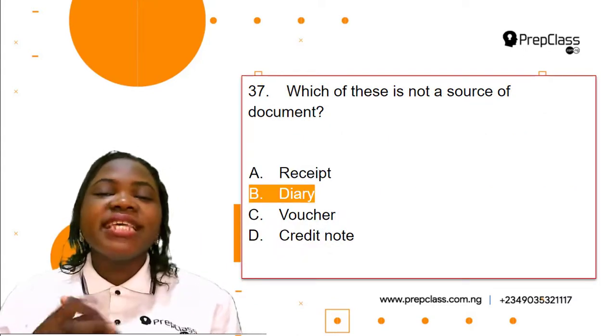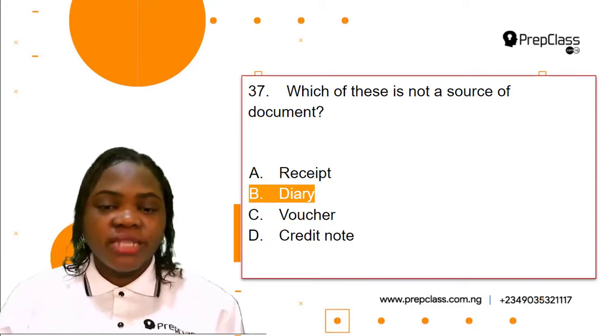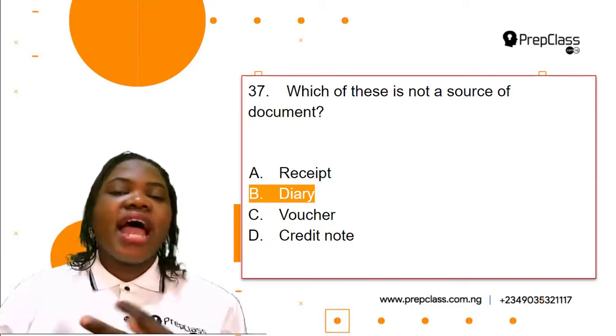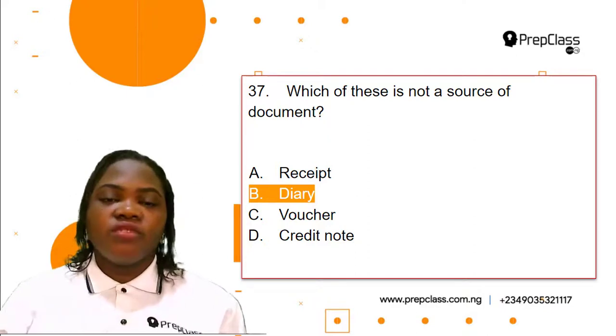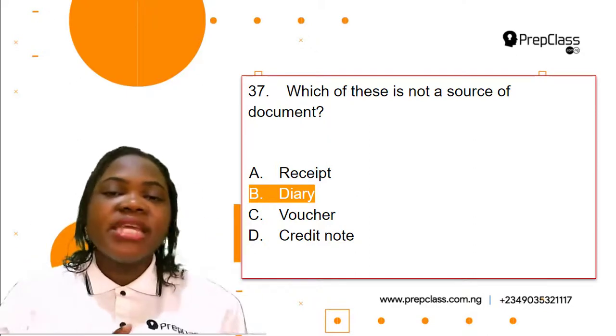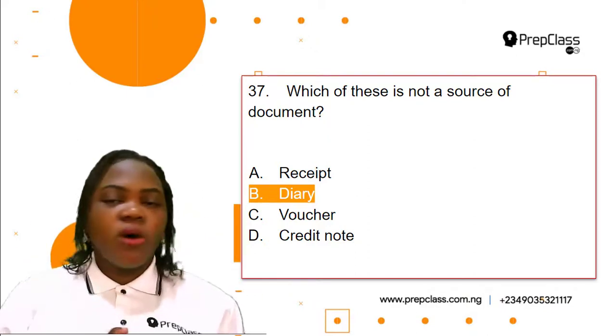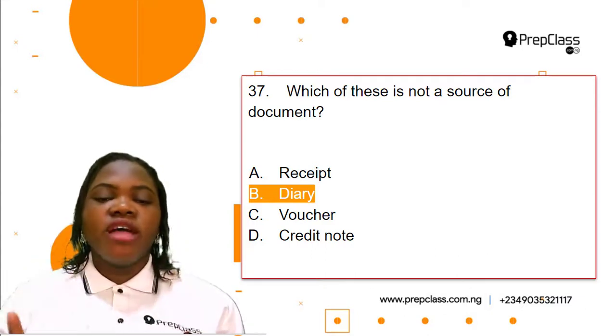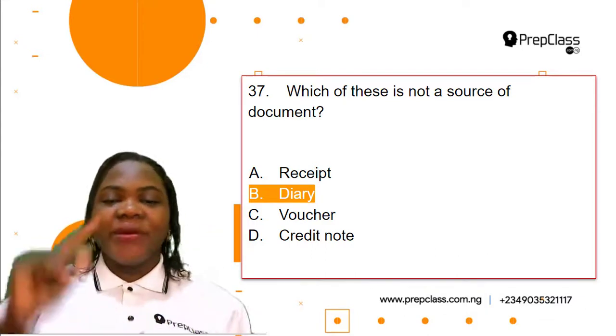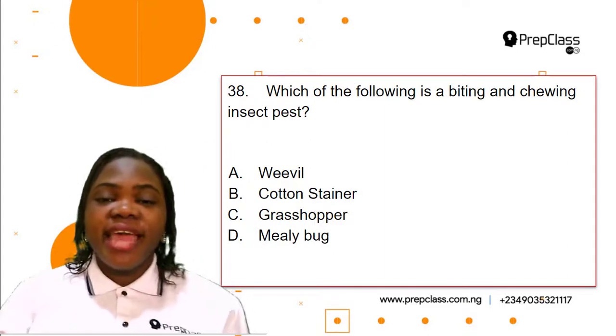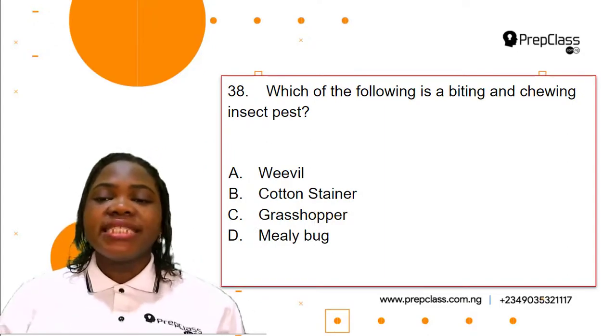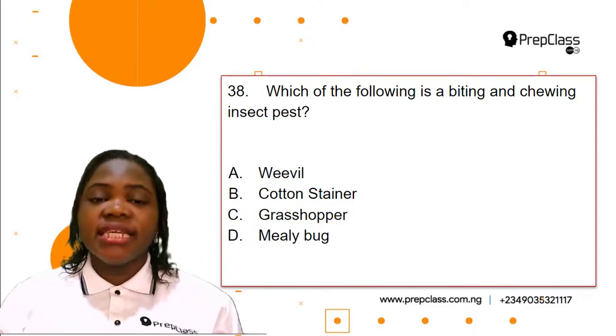So which of these is not a source of document? Receipt, voucher, and credit note are all source documents, but a diary is not a source document. Okay, so the correct option is B, diary. Check. Question 38. Which of the following is a biting and chewing insect pest?